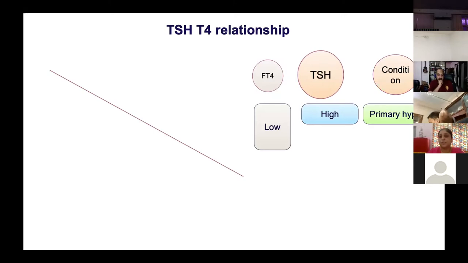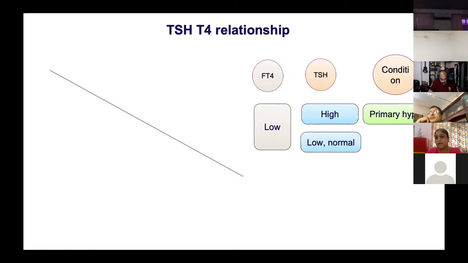If the situation is that the T4 levels are low, you expect TSH to rise as a compensation. But if the TSH levels are either low or inappropriately normal, always think there is some problem at the TSH secretion level, that is the pituitary, or hypothalamus for that matter. So always think of central hypothyroidism as the cause for this hypofunctioning thyroid.